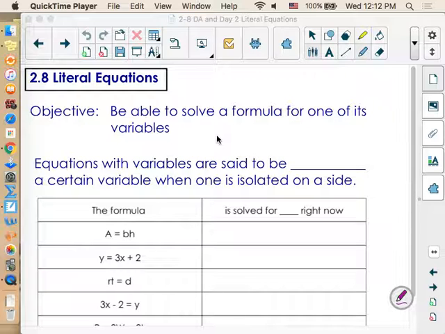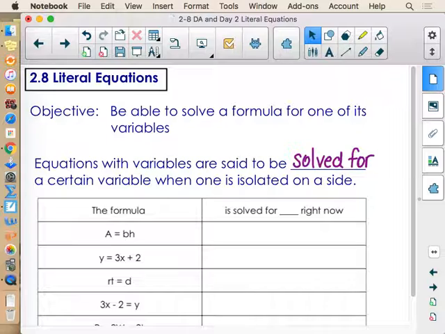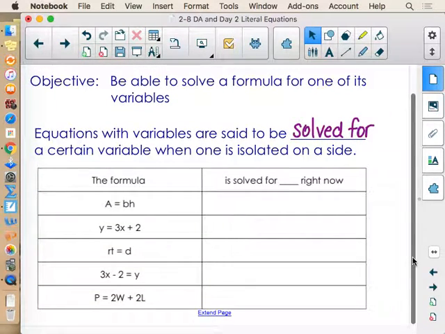So as you fill these in, go slowly and stop the video where you need to so that your notes will look good and are helpful to you. So equations are said to be solved for a certain variable if we can get it isolated on one side. What this means is I should be able to look at an equation, and depending on the variable that it outputs, what it calculates, that's the variable it's solved for.